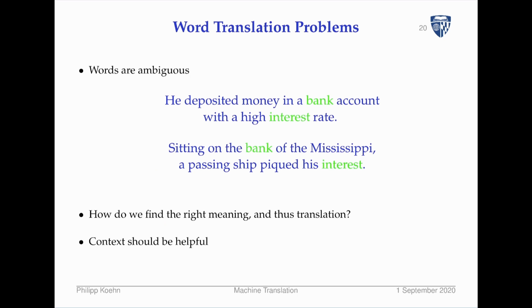So how is a computer going to figure out that bank in the first sentence is different from bank in the second sentence? Well, how do you know that bank in the first sentence is different from bank in the second sentence? You know it because you just look at the surrounding words, and from the context, it's pretty clear what the meaning of these words are. And that context is also available to a computer, and somehow that context should also help a computer to translate.